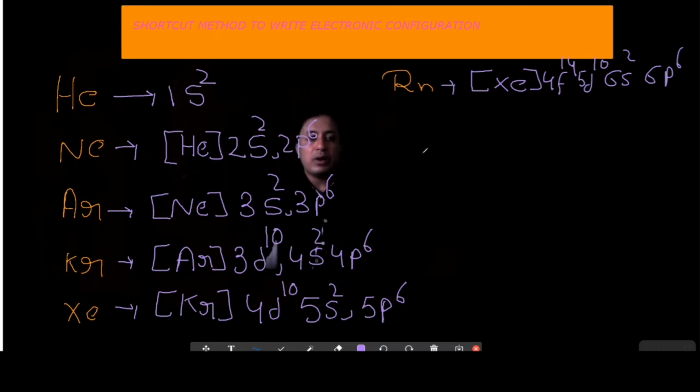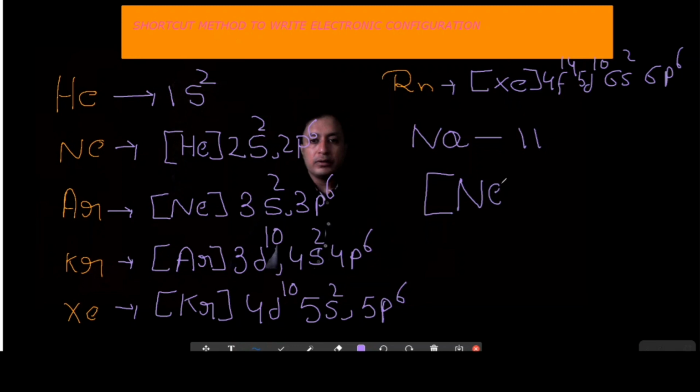Now suppose we take an example of the sodium element. You know that sodium has atomic number 11. So before 11, which noble gas is there? Neon is there. So you can simply write neon. It means you have already written till 2s2, 2p6. After 2p, the 3s orbital comes, so the rest of the electrons can go there. That is how you can write the electronic configuration for sodium.